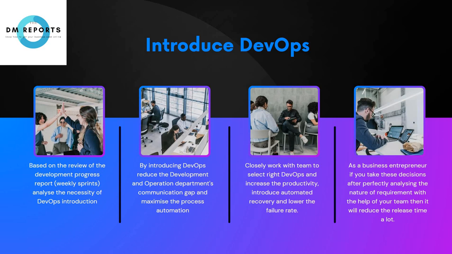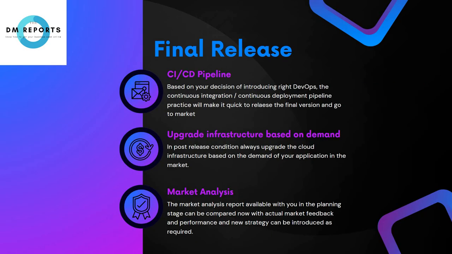As a business entrepreneur, if you take these decisions after perfectly analyzing the nature of the requirement with the help of your team, then it will definitely reduce the release time a lot. Final release date. So if you are introducing DevOps, we have the CI/CD pipeline to follow with continuous. Based on your decision of introducing the right DevOps, the continuous integration, continuous deployment pipeline practice will make it quick to release the final version and go to market.